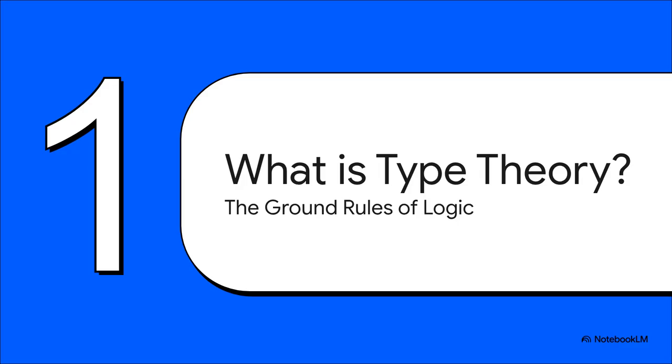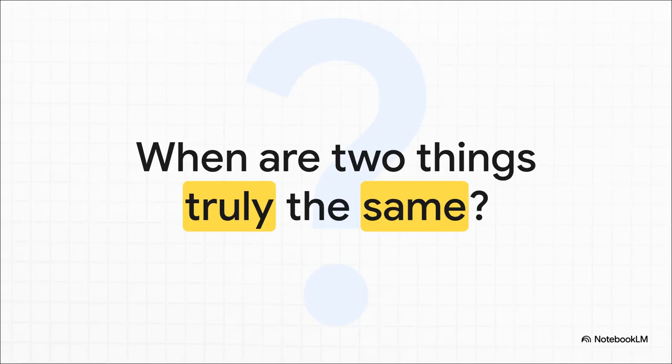All right, so where does all this begin? Before we can even start talking about shapes, we have to get a handle on the language of logic they're built on, and that language is type theory. It sounds like the simplest question in the world, doesn't it? But really stop and think about it for a second. What does it actually mean for two things to be the same? For example, is the expression 2 plus 2 truly identical to the number 4? Or are they just two different ways of getting to the same value? That little distinction, it turns out, is everything here.